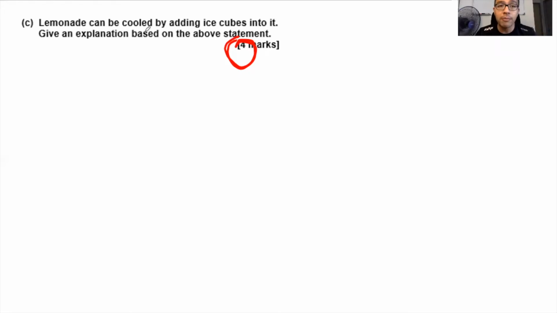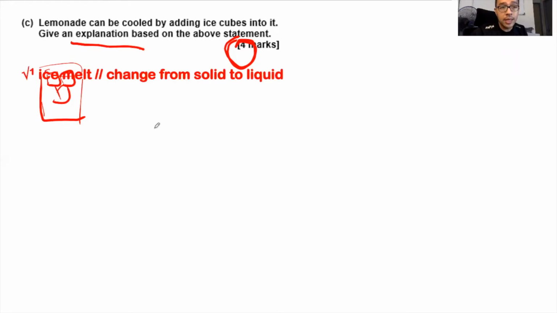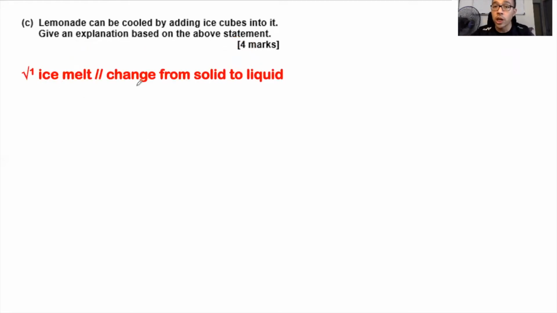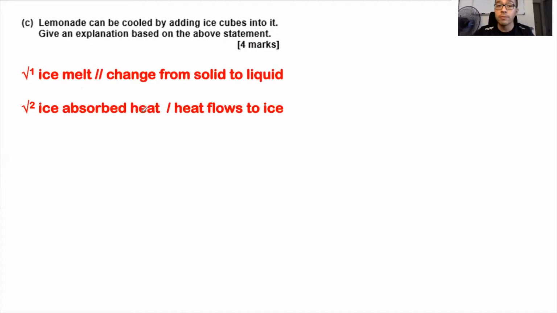So lemonade can be cooled by adding ice cubes into it. So you have a glass of lemonade, and if you want to make it cooler, you put ice cubes. Give an explanation. How does this relate to specific heat capacity? So mark number 1 is the ice will melt. Ice melts. When ice melts, it will change from solid to liquid. Point number 2, ice will absorb the heat.